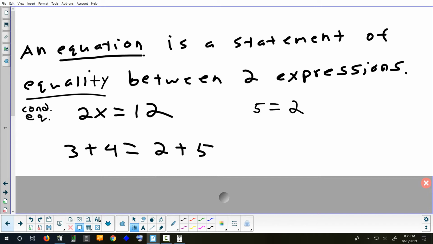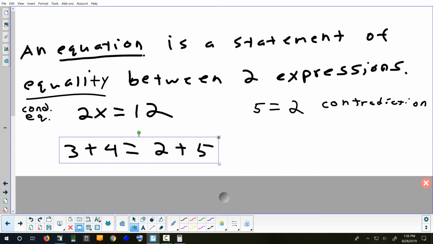Conditional equation. What does that mean? Well, it could be true. Depends. If you pick the right value for x, it'll be true. There's a condition to make it true. How about the other 2? The one on the right is completely wrong. Yeah, this is a contradiction. It's a false statement. It's an equation, but it's not true.